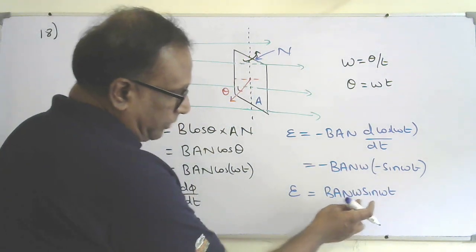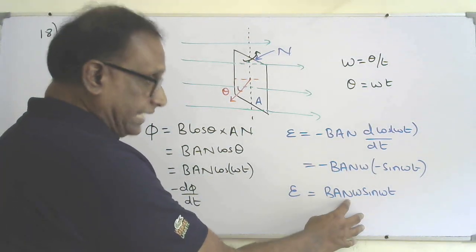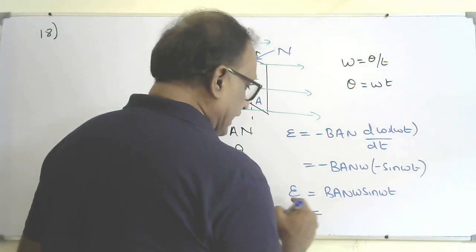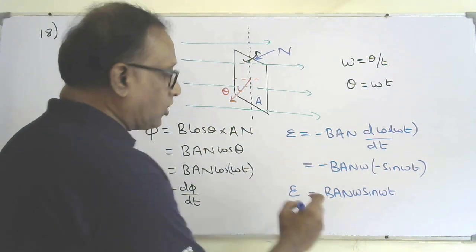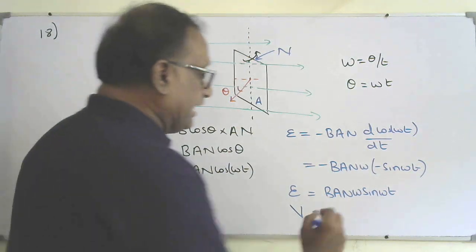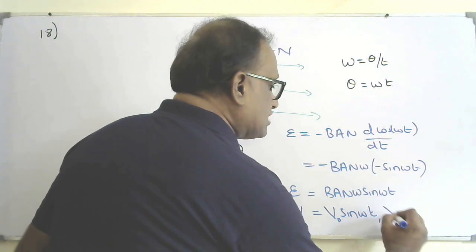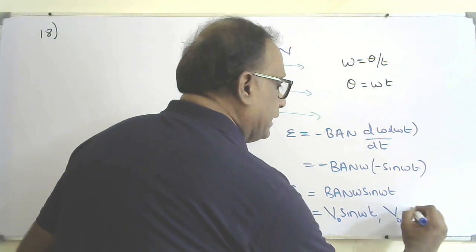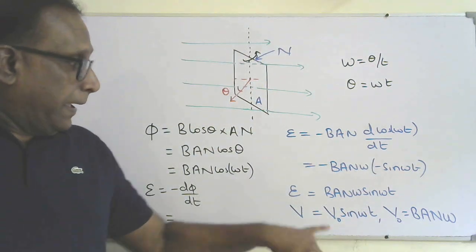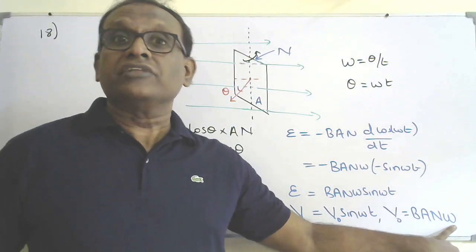So in this form, you can see if it is rotating at constant angular speed, omega is constant, N is constant, A is constant, B is constant. So I can say this is the induced voltage. I can say epsilon or V, induced voltage. Normally we use V or epsilon. I use V equal V naught sine omega t. Where what is V naught? V naught is equal to BAN omega. So the peak voltage V naught depends on the angular speed, depends on the frequency.